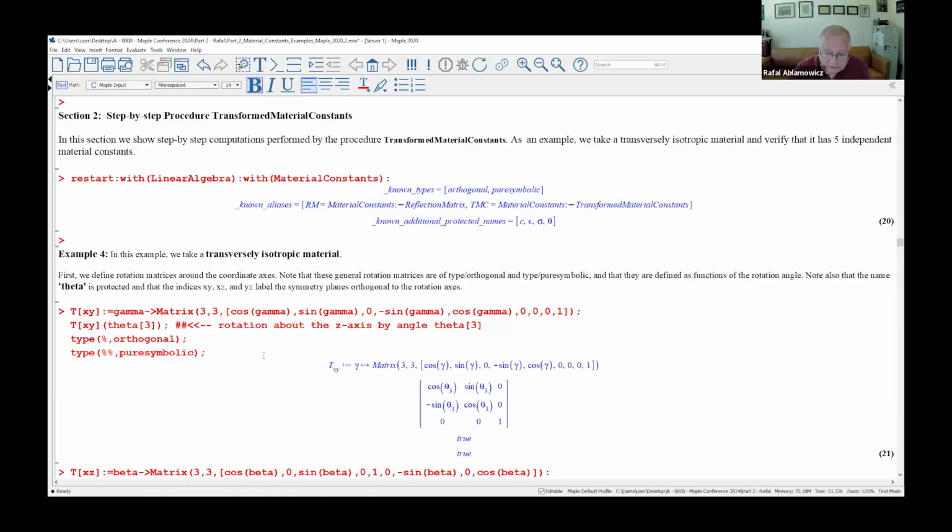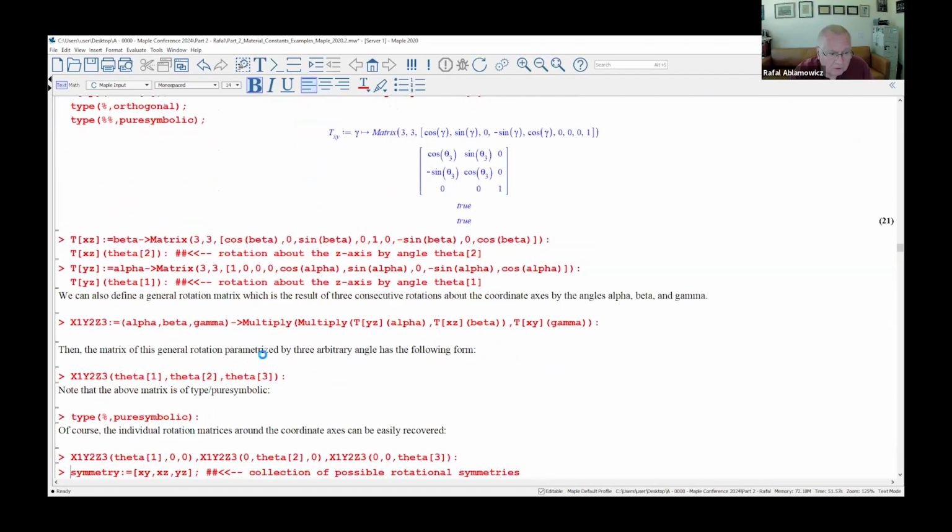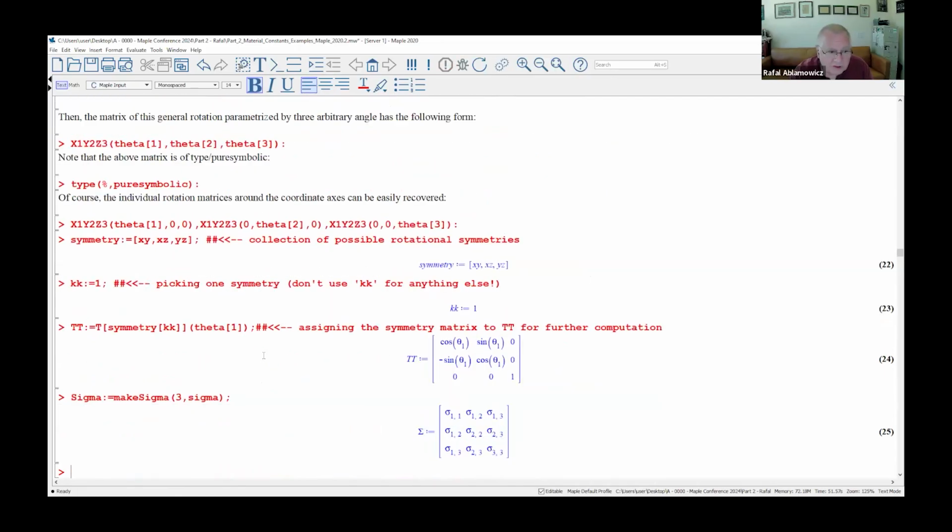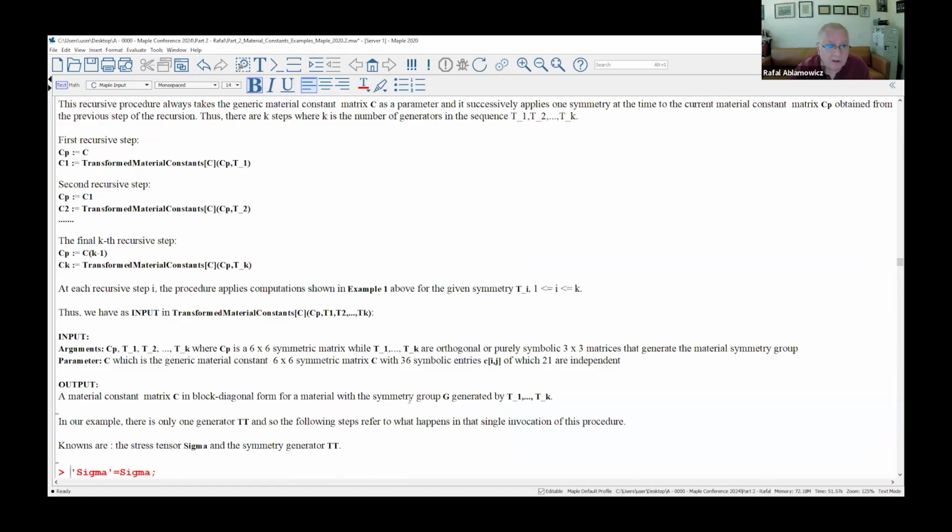So, for example, let's consider the first step. I'm going to consider just one single symmetry. This is the rotational symmetry matrix in the XY plane. And the sigma matrix is shown this way.